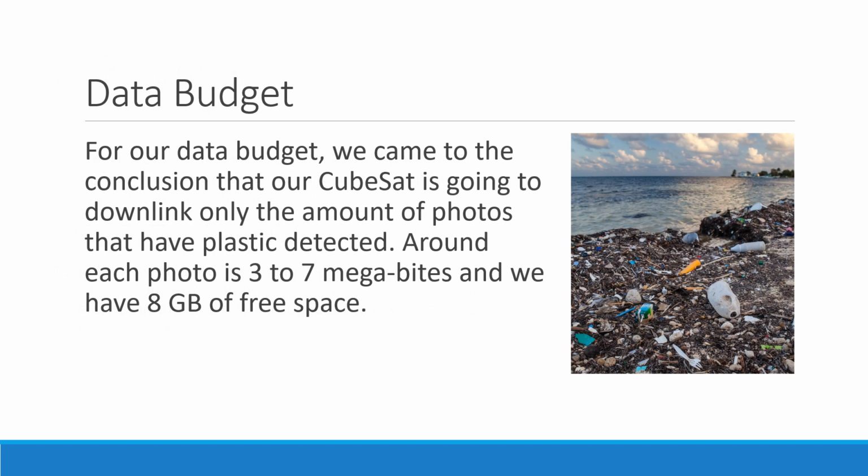For our data budget, we came to the conclusion that our CubeSat is going to downlink only the amount of photos that have plastic detected. That means that only the photos approved by the Python libraries will be sent to the ground station and posted on our Twitter development account. To give sort of a perspective, each photo is around 3 to 7 megabytes and we have 8 gigabytes of free space.